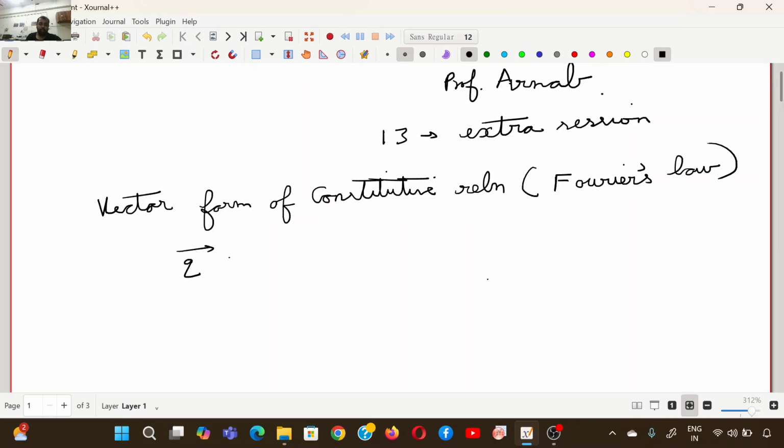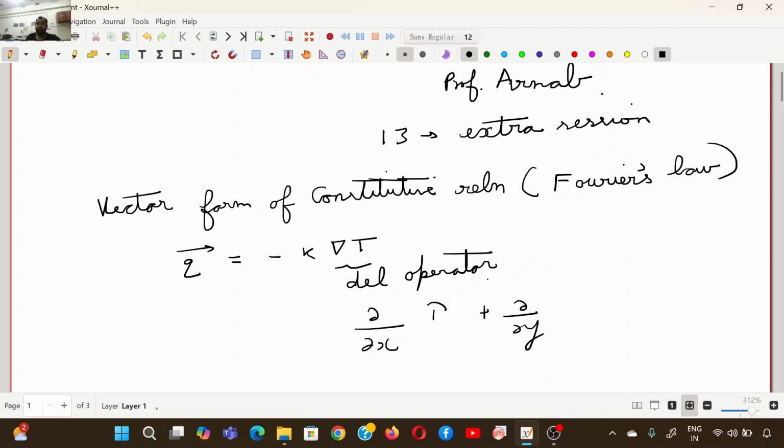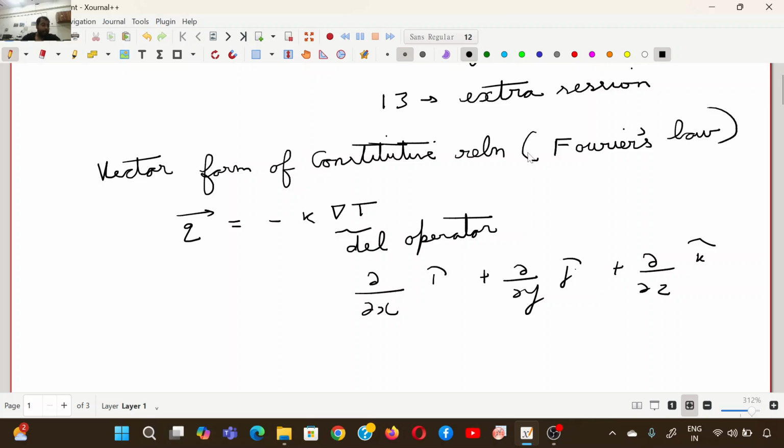So the heat transferred Q is minus K del T. This is the del operator, right? Or the gradient, given as dou dou x of something i cap plus dou dou y j cap plus dou dou z of k cap. Okay. So Q is the heat transfer per unit area, also known as heat flux.